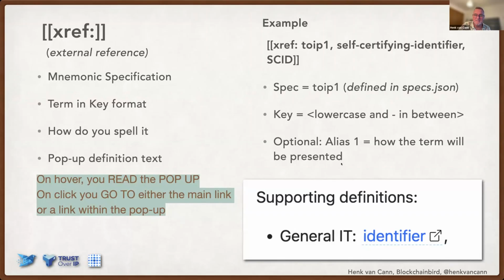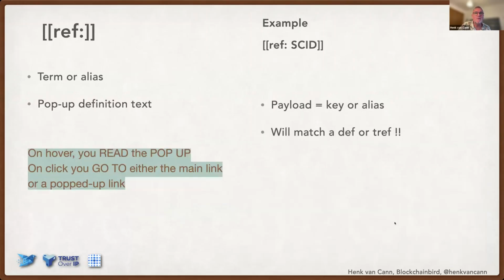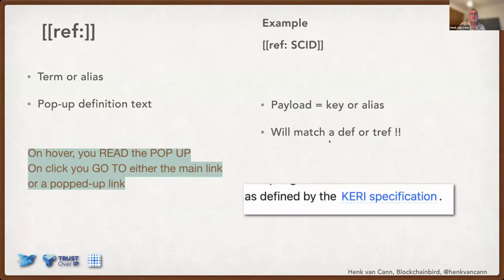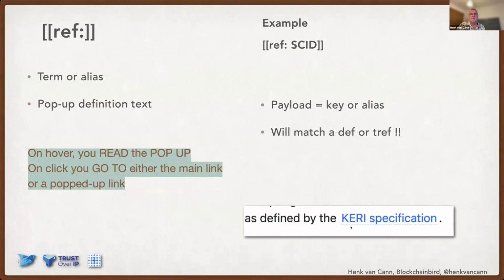It gets easier with every step. Now we have a ref. What does a ref do? It does not do more than just locally link a definition. It does not have aliases. You don't use aliases with ref because what you ref is exactly what you get. What you see is what you get. So for example, this one was refed as CARI space specification in lowercase.